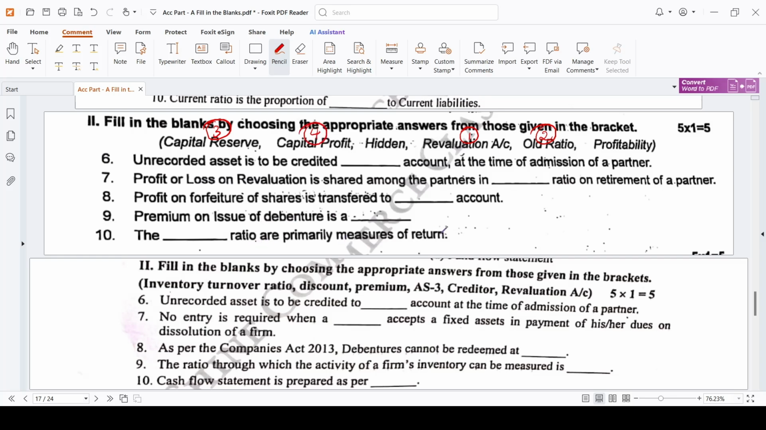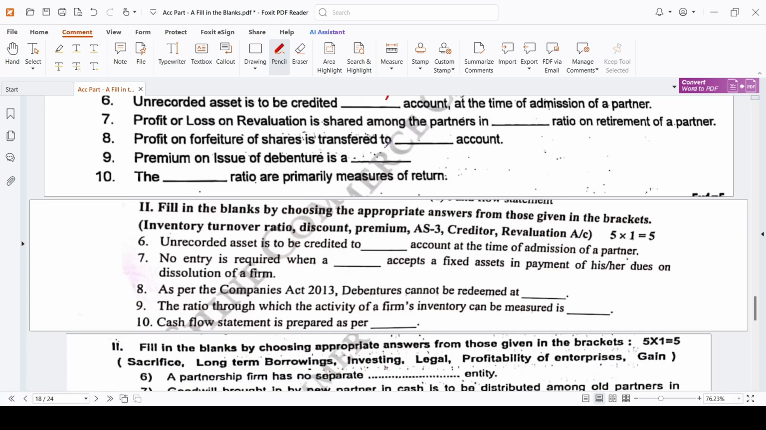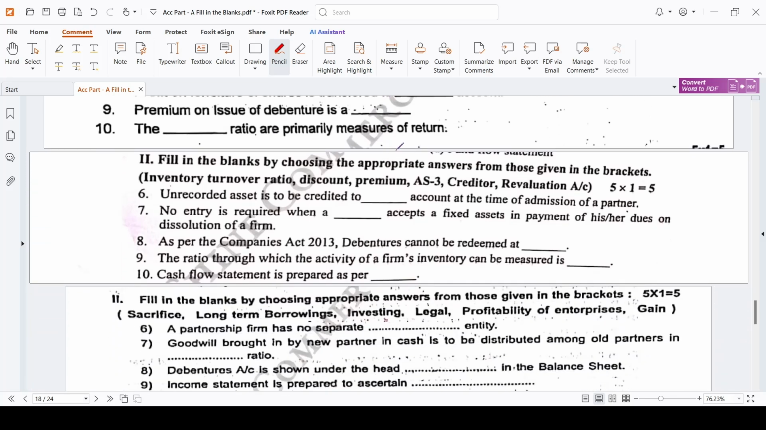The profitability ratios are primarily measures of return. Unrecorded asset is to be credited to the revaluation account at the time of admission of a partner. No entry is required when a creditor accepts the fixed assets.